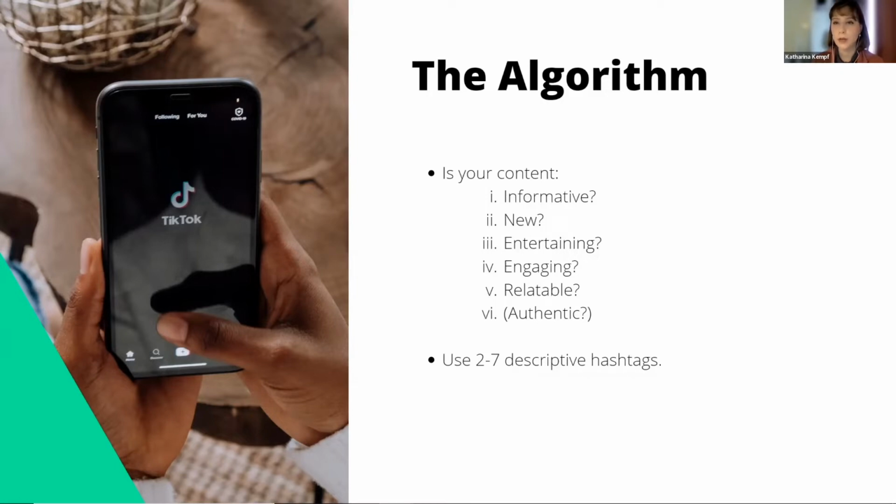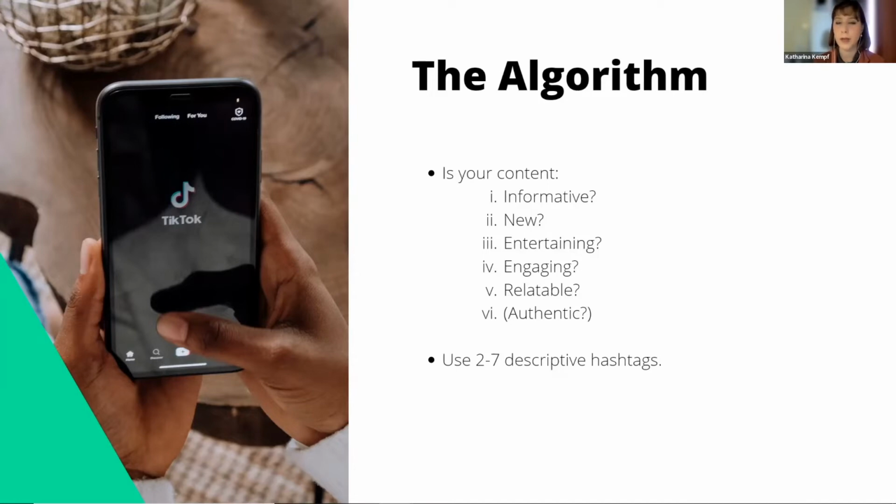Now, when you create new content, you should usually ask yourself, is it informative? Is it new? Is it entertaining? Is it engaging? Is it relatable and authentic? Because this will determine if your video is shown to a wide audience. The way it works once you upload a video on TikTok is it is first shown to an absolute random audience of, let's say, a couple of 100 people. And then the algorithm will see how these people interact with your content.